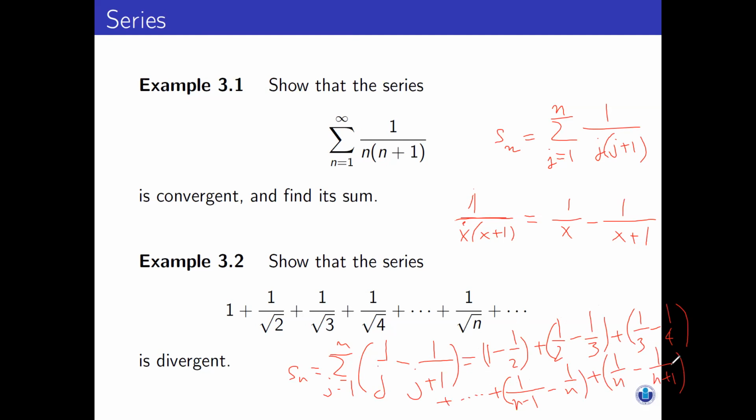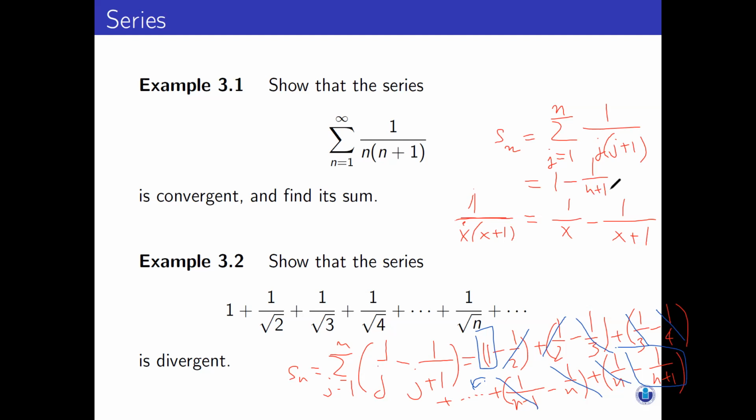Now there's a lot of cancellation going on, because these two cancel and this guy cancels and so on. This one is going to be cancelled with the one after that, and this one also cancels with the one previous. So these two cancel, and the only things left are the first term and the last term here. So finally, what we get is Sn is 1 minus 1 over n plus 1, or you can write this as n over n plus 1.